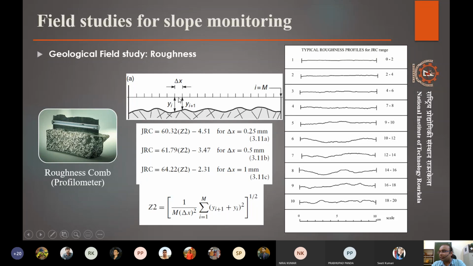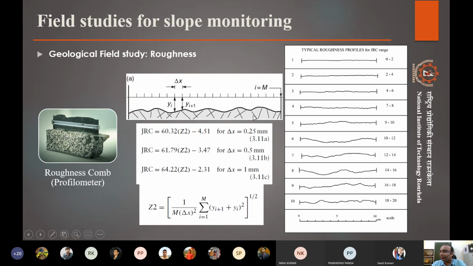What they are doing is basically this square plus this square, divided by delta x whole square. So this is what they are doing. They are basically averaging these distances per unit thickness. They are summing them up, right? And they are taking the square root of it. That's the whole Z2 coefficient. And by some empirical relations, they find these roughness coefficients.